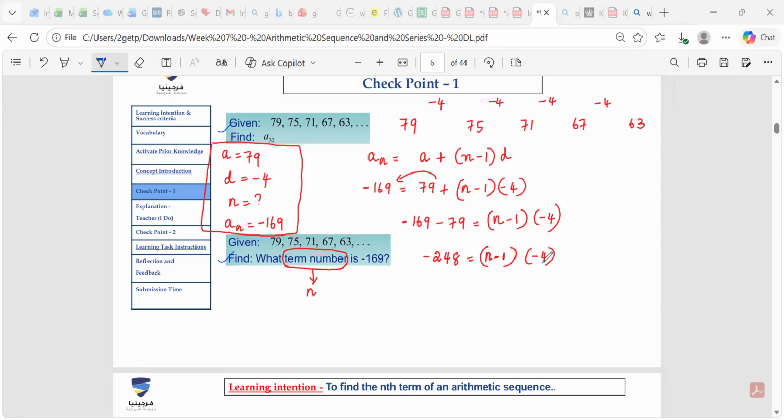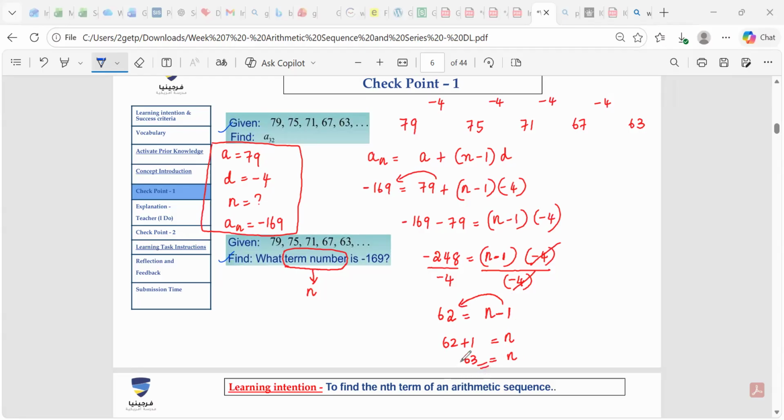Now we need to remove that negative 4. For that we divide both sides by negative 4, in order to remove that negative 4. Negative 4 and negative 4 get cancelled. So minus 248 divided by minus 4, if you put that in a calculator, you will get 62. So 62 is equal to n minus 1. Minus 1, you take it to the other side, it becomes 62 plus 1. So here n will be 63.